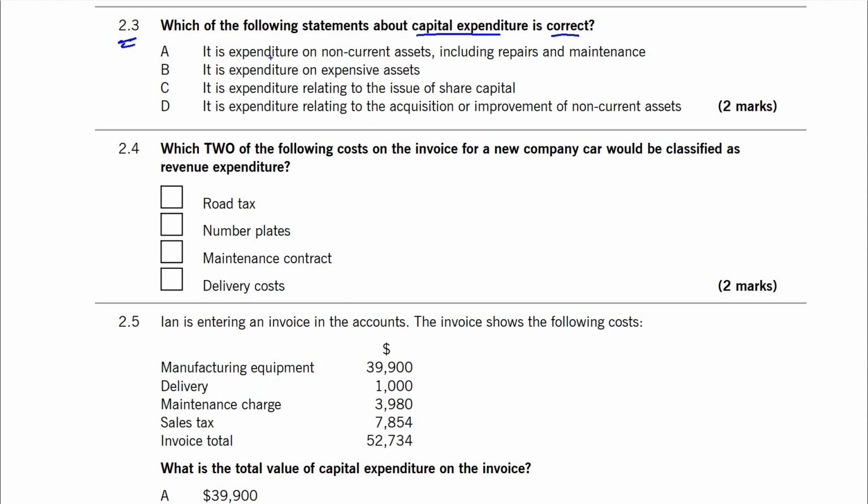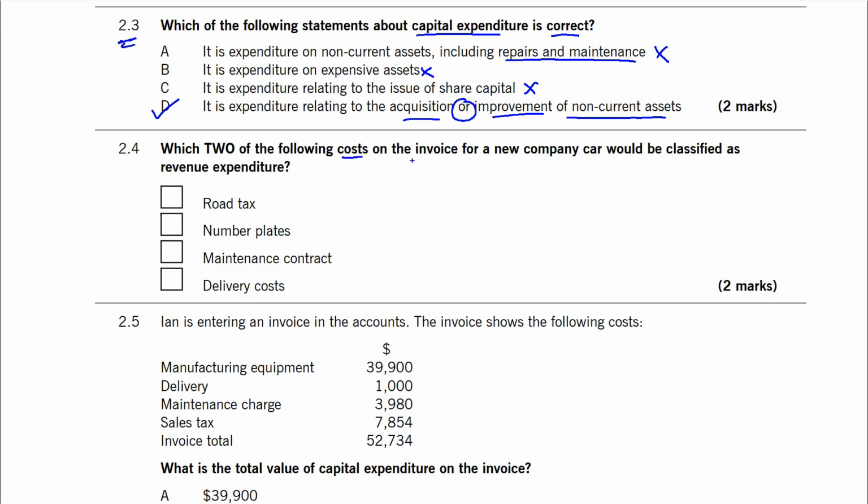It is expenditure on non-current assets including repair and maintenance. No, repair and maintenance is not included. It is expenditure on expensive assets. No, it's not true. It is expenditure relating to the issue of share capital. It's also not true. It is expenditure relating to the acquisition or improvement of the non-current assets. Yes, it's true, and we have already talked about it earlier.